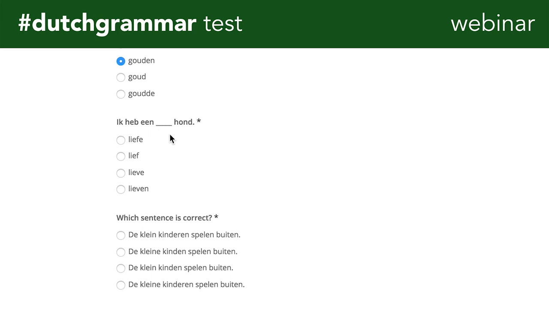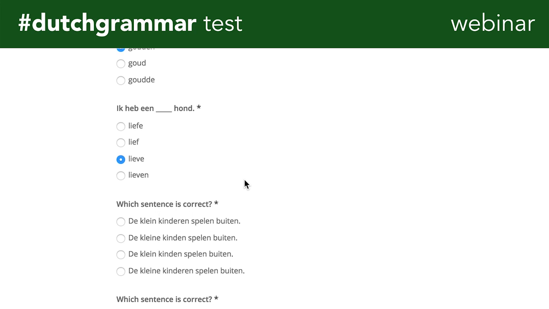Ik heb een hond. It's de hond. So according to the adjective rule, we get an extra e. However, there is another spelling rule. We need to pay attention when the last letter of the adjective is an F or an S. Here, the F is not preceded with a short vowel. So then it changes into a V. Lieve hond.